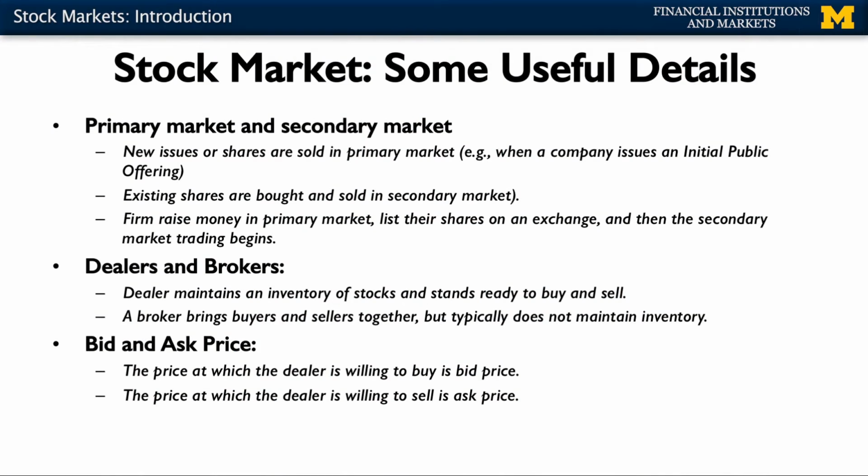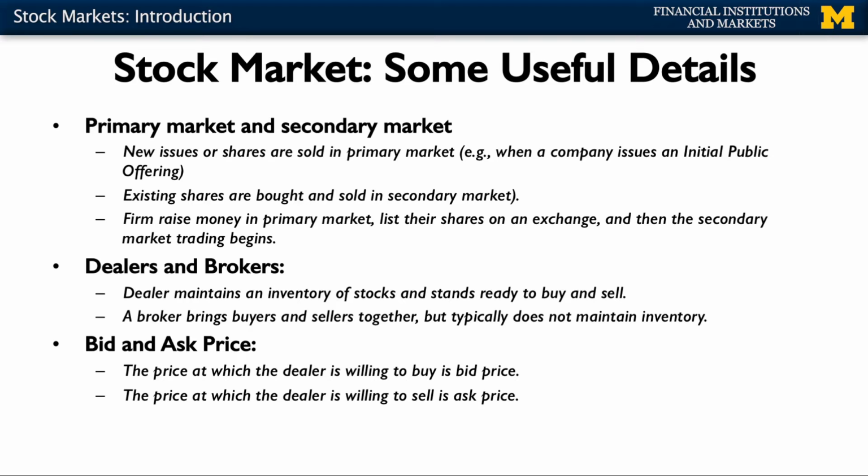Okay. Now, I'll give you some details so that we are clear about the broad functions of stock markets. You'll hear about stock markets being classified into primary market and secondary market. Primary market is essentially new issues, or shares that are sold by the company to the investor. The best way to think about that is when a company issues, say, an initial public offering, right? That is the time when the company is directly selling shares to investors, and that money goes to the company directly. That we'll call primary market.